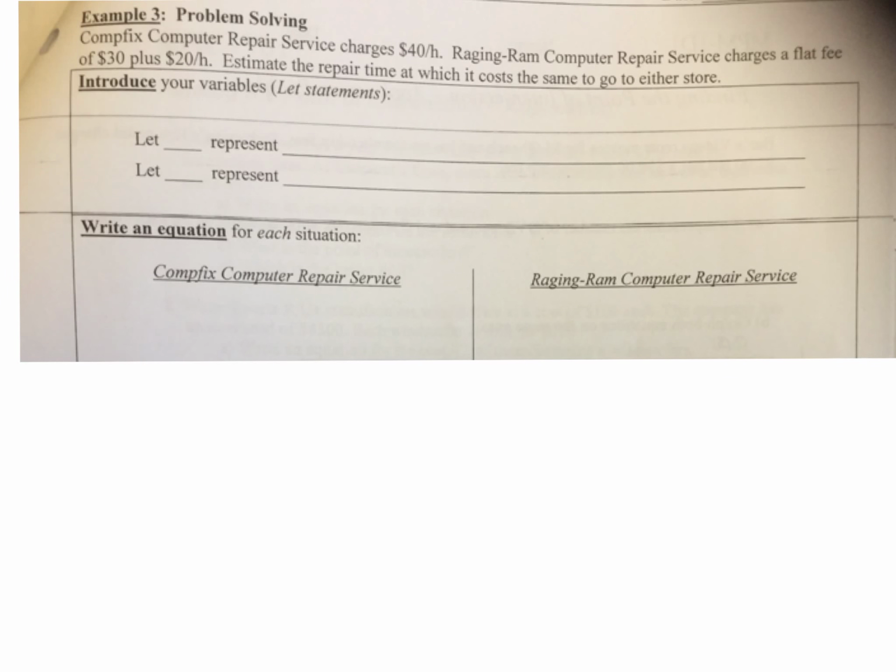Okay, so let's read it again. Comfix computer repair charges $40 per hour. So X is going to represent number of hours because that's what's changing. That's our variable rate. And Y represents the cost. Okay? So how would I come up with an equation for Comfix computer repair? Y represents the cost. So what will my equation start with?